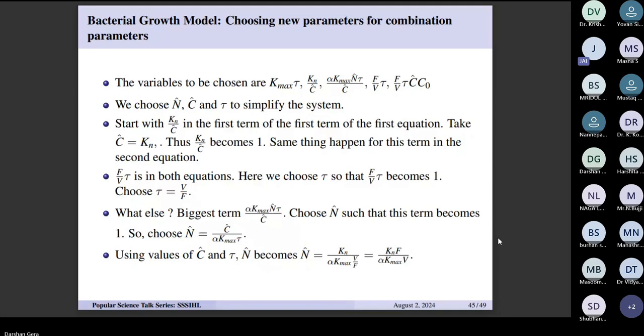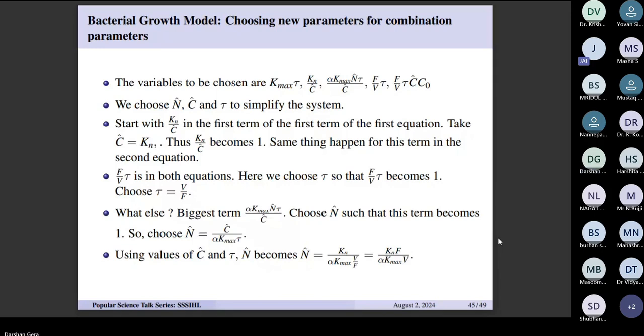For this f by v tau, we have to choose the tau. Tau is the new parameter with which we have to scale. Tau equal to v by f. So f by v into v by f will be 1. And the biggest term is alpha k max n cap tau upon c cap. So the biggest term is this.